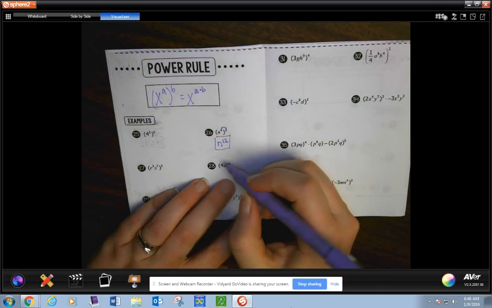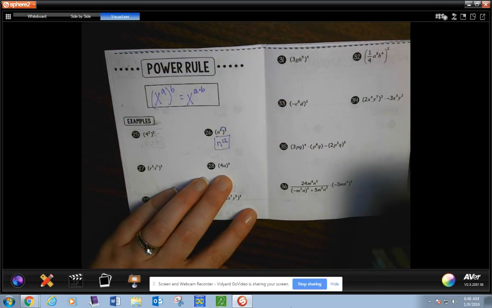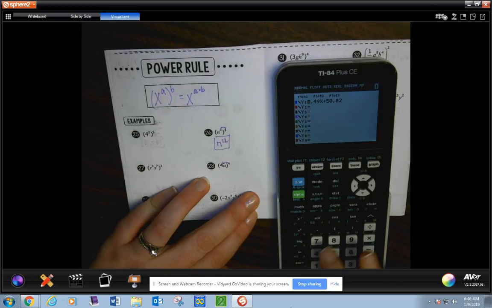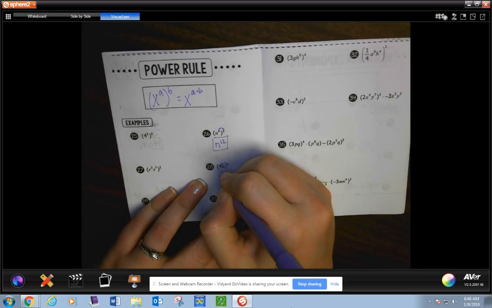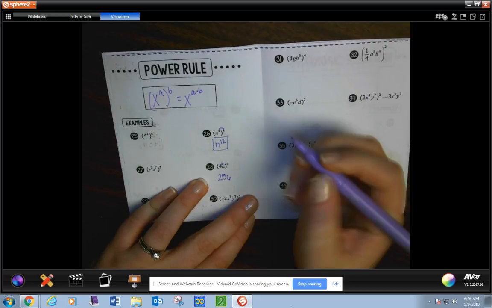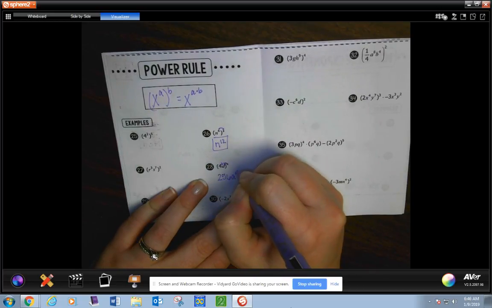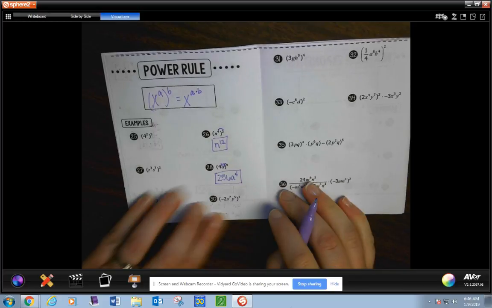Okay, for 28, I have 4a to the 4th, so the first thing I have to do is put the 4 on 4, and so we're going to do 4 to the 4th, which gives me 256. And be very careful here because there's a 1 on a, so 1 times 4 is a to the 4th, and that would be my final answer.